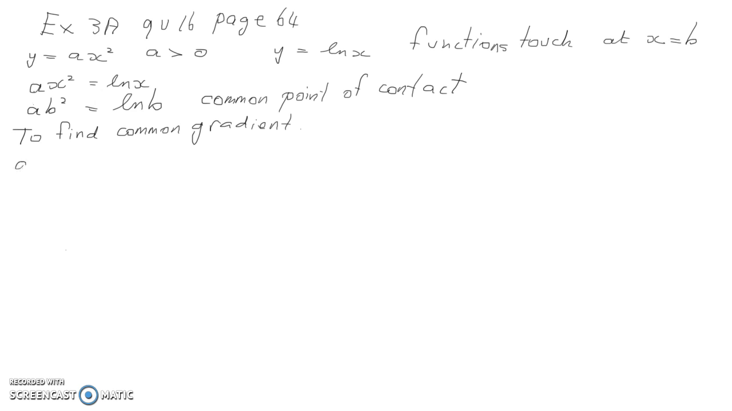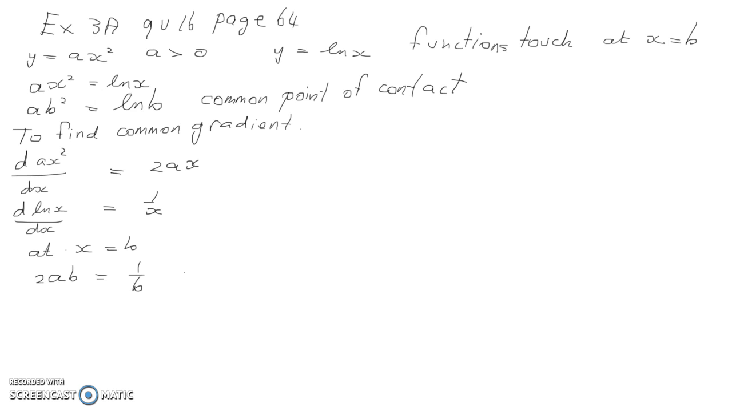we do the derivative of the function ax squared with respect to x, which will be 2ax, and the derivative of the ln x function with respect to x equals 1 on x. Now at b, these are equal. At x equals b, the gradient of the first function equals the gradient of the second function. Therefore, 2a, and instead of x, we're putting in b, is going to equal 1 on b.